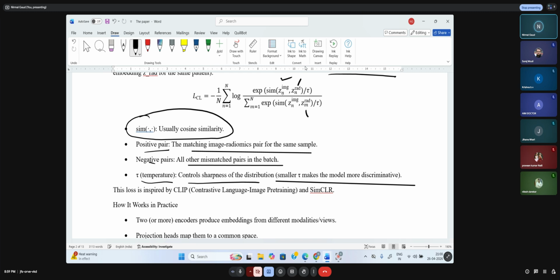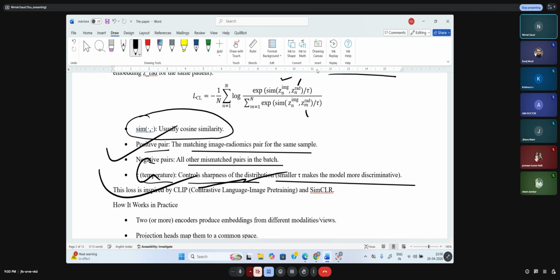For any random embedding we are taking, we have an image and we are matching them. If they match, then okay. If they are matching, then they are a positive pair. If not matching, that means a negative pair. Temperature is to control the sharpness in the distribution.